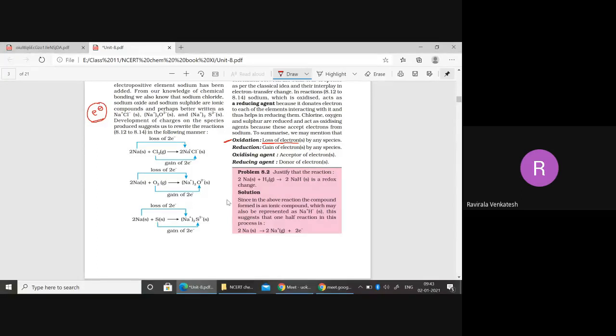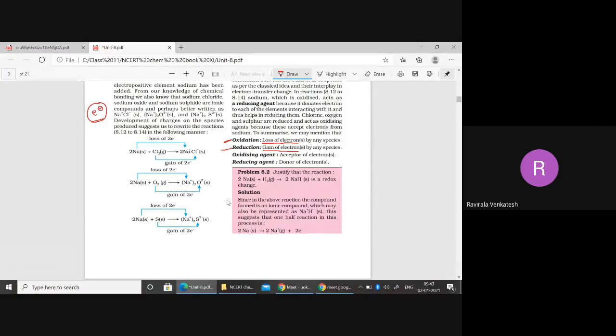Reverse we can take it. Reduction means what here? Gain of electrons. Reduction means gain of electrons. Oxidation means loss. This is something I think you know already. It's a very simple concept. Now observe this one better.